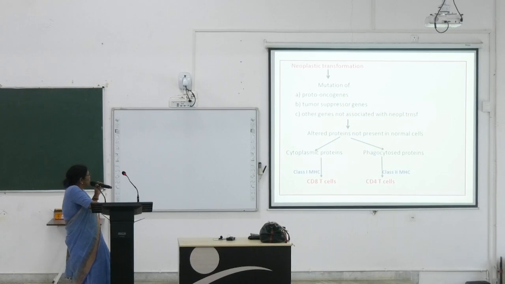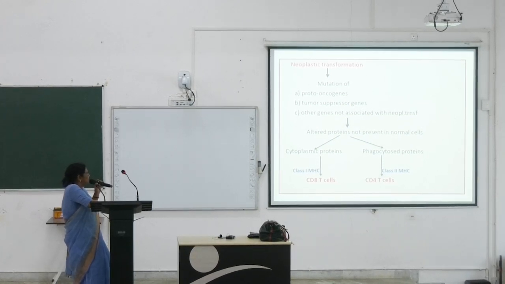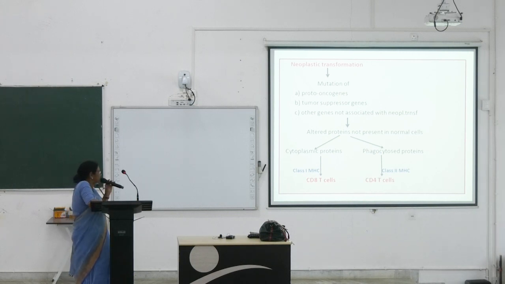Now, due to these mutations, there is production of altered proteins. Since the gene is mutated, naturally its product, the protein, is also altered. So we get altered proteins not present in the normal cells. And if that protein is cytoplasmic, present within the cytoplasm, it is dealt with by the class 1 MHC, and these cells are killed by the CD8 T cells.